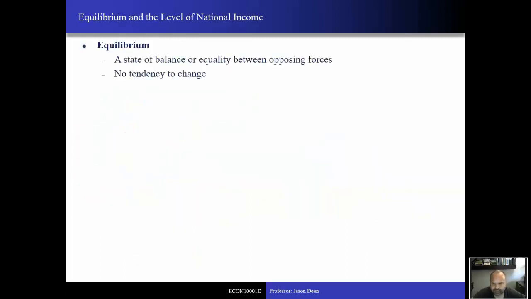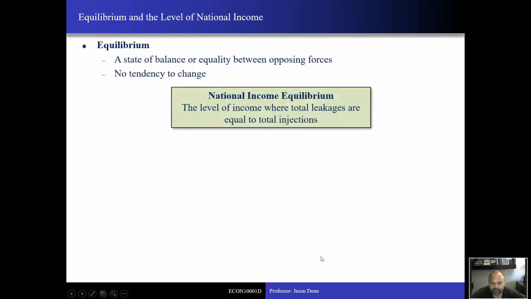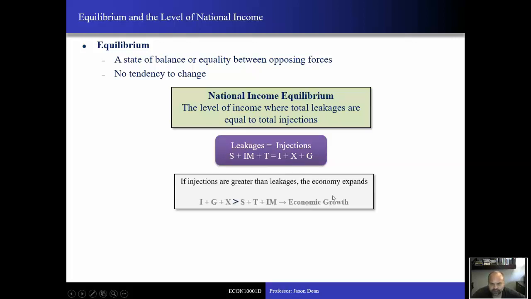So let's talk about equilibrium. Equilibrium is essentially a state of balance or equality between opposing forces. So you have some kind of system. We're thinking about any kind of system. If it's in equilibrium, it's stable. There's no tendency for it to change. So in this setup, the national equilibrium is where total leakages are equal to total injections. So the sum of the leakages equals the sum of the injections. We can have a different amount for savings and investment, imports and exports. The bottom line is all 3 of these have to add up to each other.